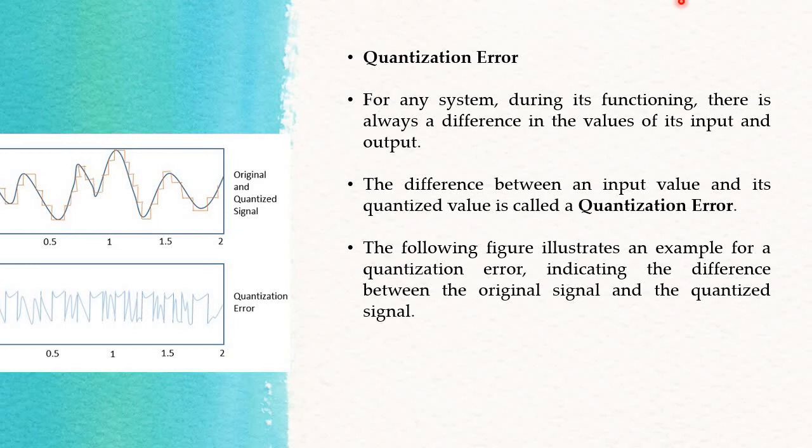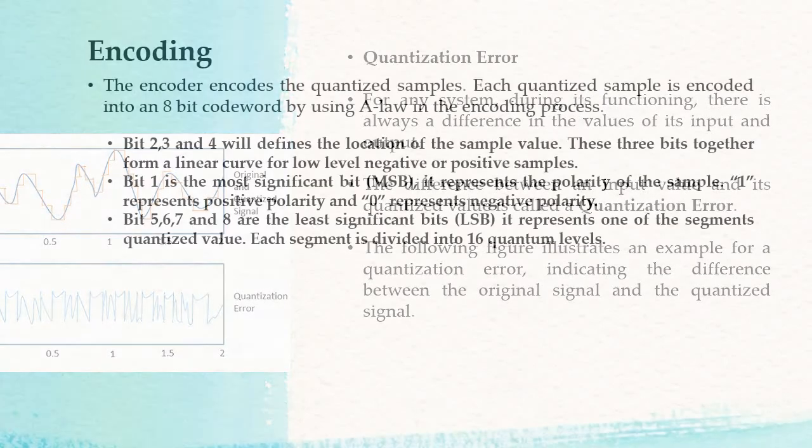Then next is quantization error. For any system during its functioning, there is always a difference between the actual value, the value of input, and the output. The difference between an input value and its quantized level is called a quantization error. So this portion where there is a difference is called a quantization error.